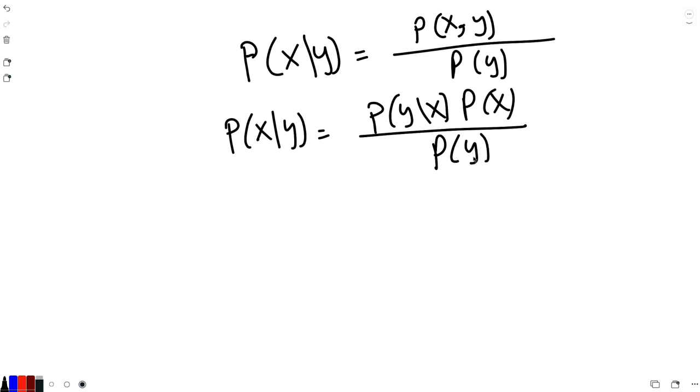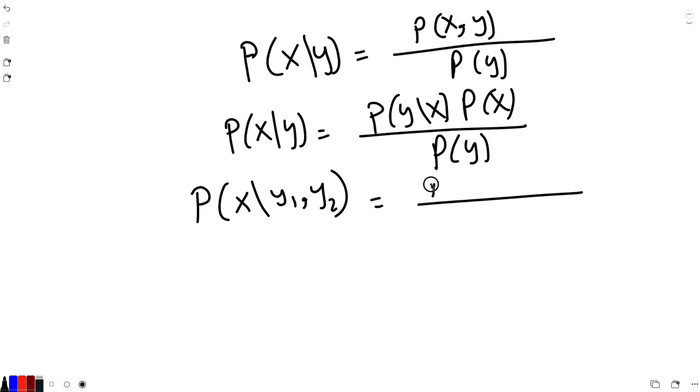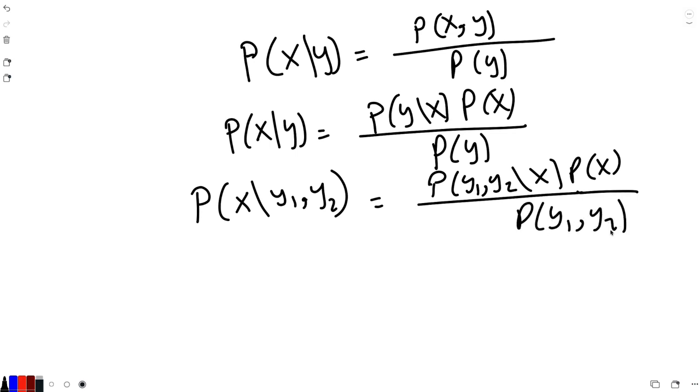This could also be extended, not only for two random variables or two events, but in general. So we can say that the probability, for example, of x given, let's say, y1, y2 is the joint probability of y1 and y2 given x, times the probability of x, divided by the probability of y1 and y2. Okay, you just make the swapping. And even this one could be extended further. The probability of y1 and y2 given x can be extended like the probability of y1 given y2 and x, and so on.